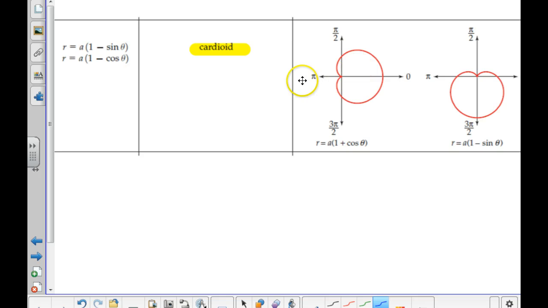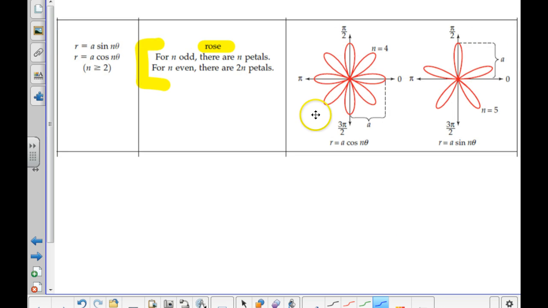It looks kind of like a heart, a rounded heart. Look, I want you to notice the symmetry. This one has a cosine in it, and the symmetry is with which axis? The x. This one has a sine in it, and the symmetry is with the y-axis. All right? A sine here gets you symmetry only in one dimension.